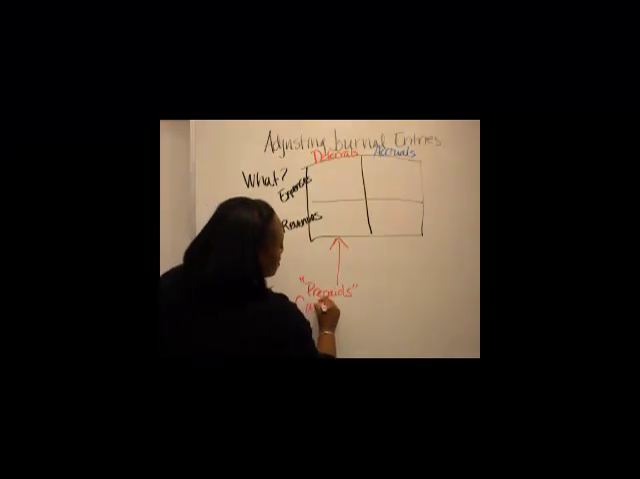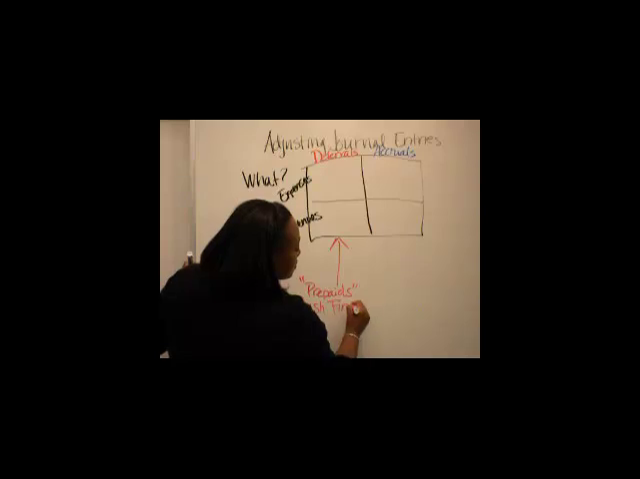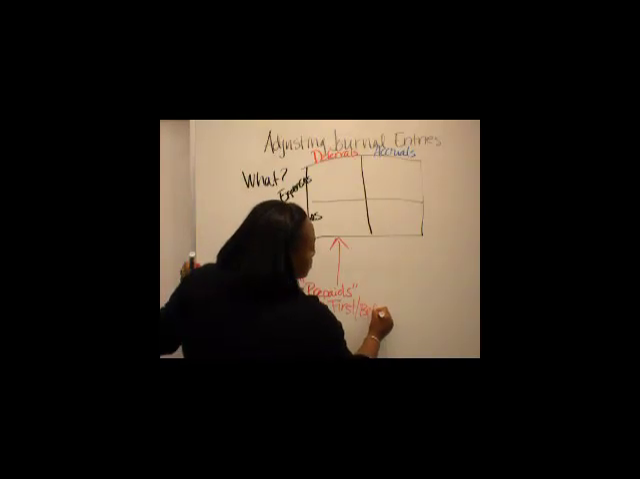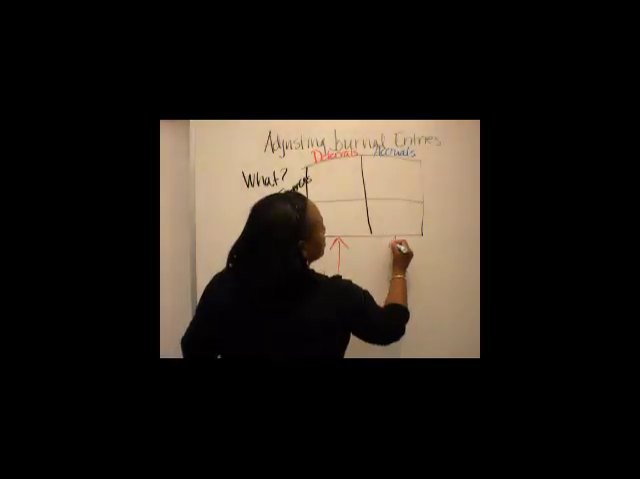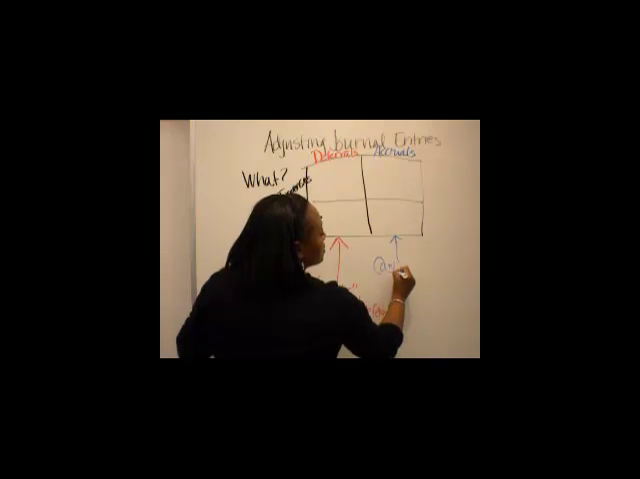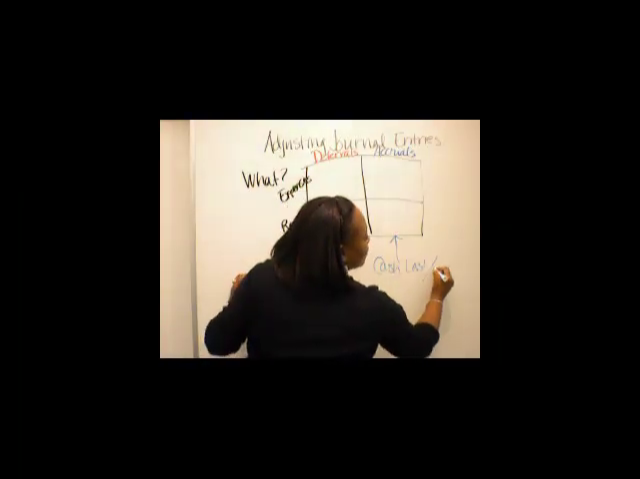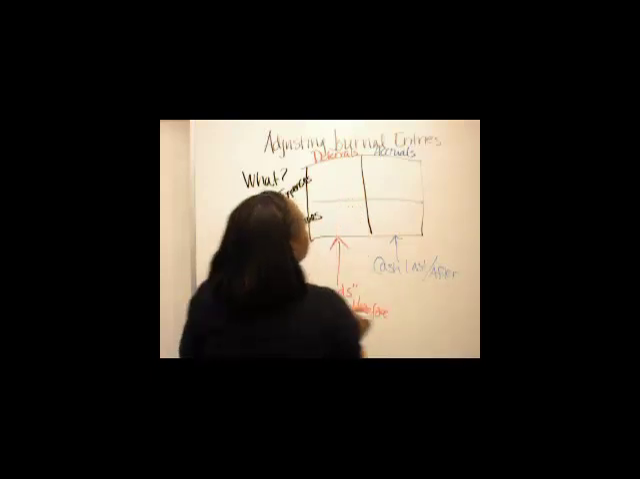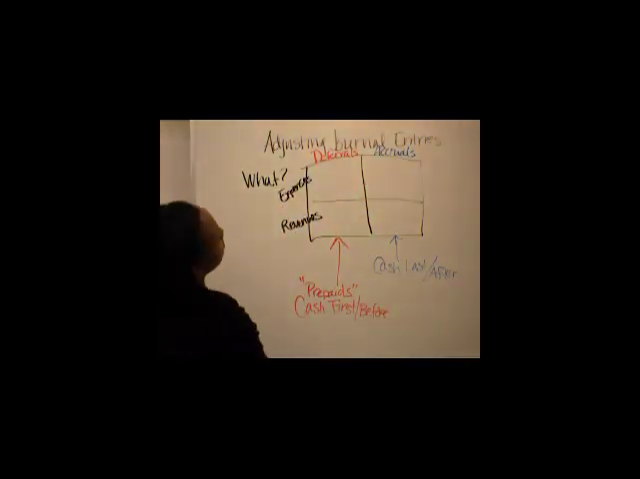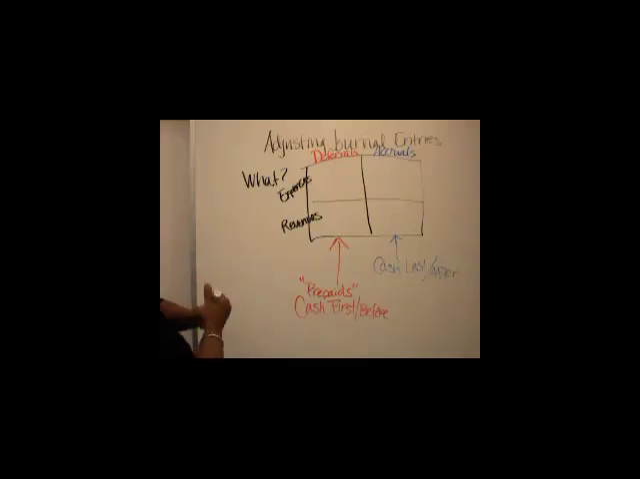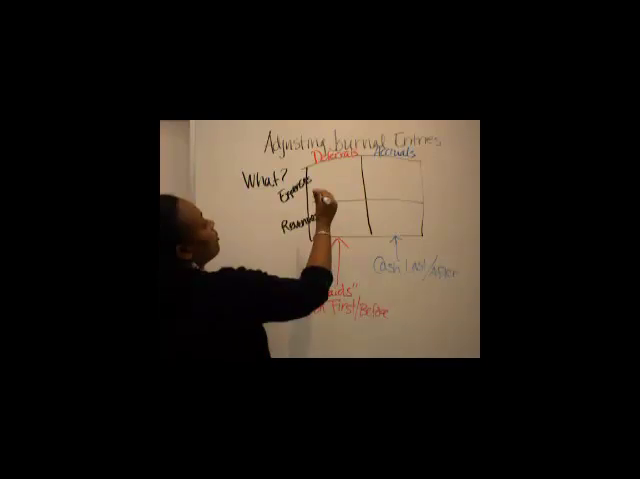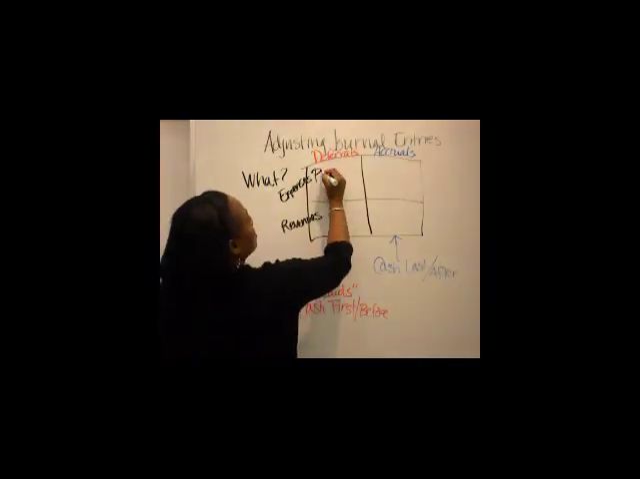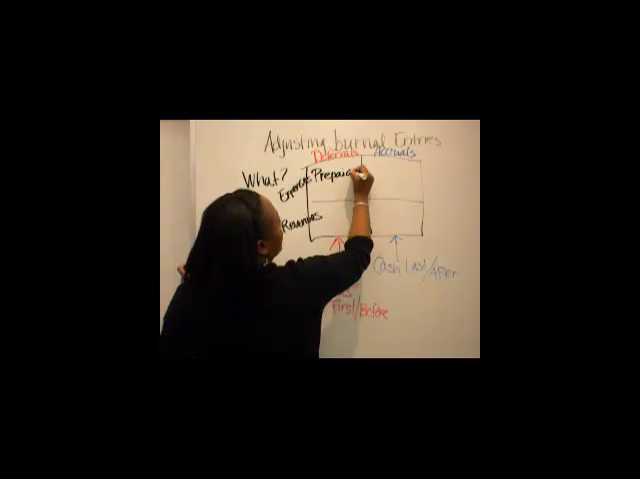You have cash first or before, while accrual deals with cash last or after. So deferral, cash before. So with the deferrals, you would actually pay the cash before you incur the expense. So prepaid expense would be type 1.